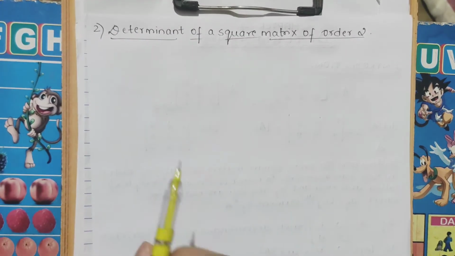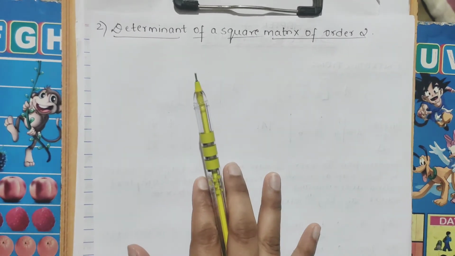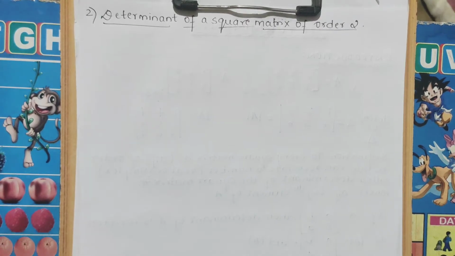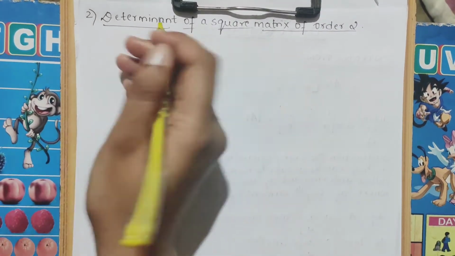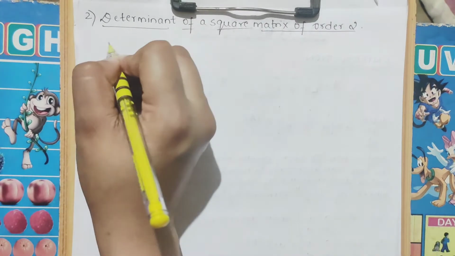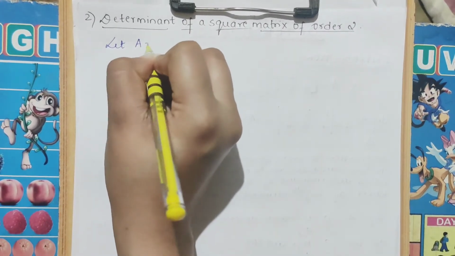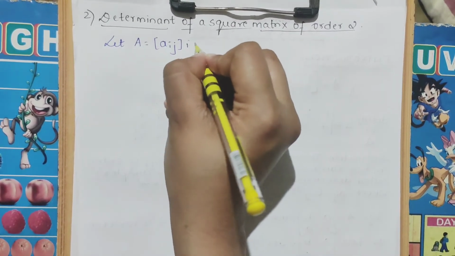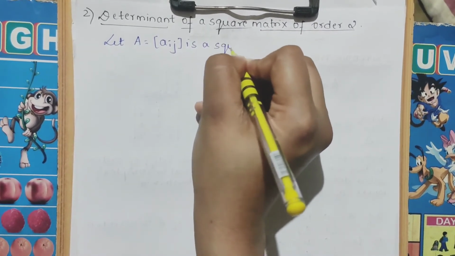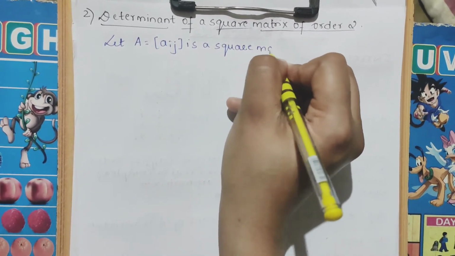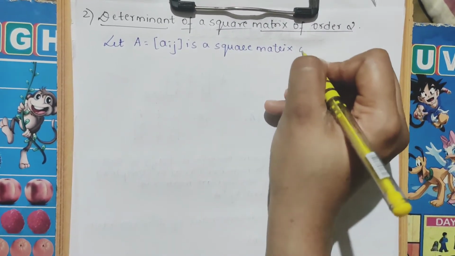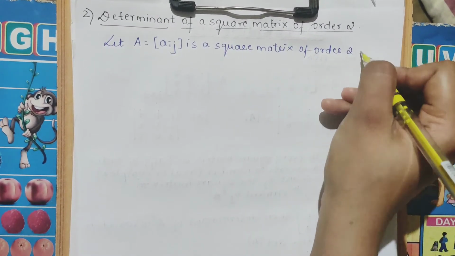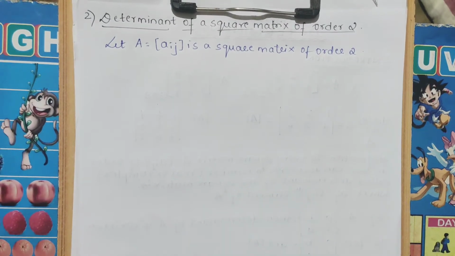Now next we will see the determinant of a square matrix of order 2. Suppose, let A_ij, in general how we denote it, let A be a square matrix of order 2 that we are taking.